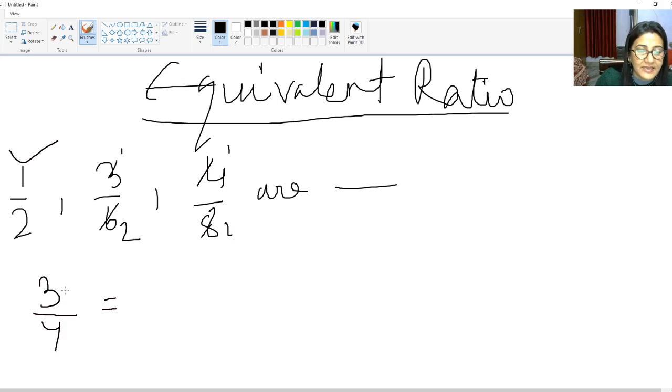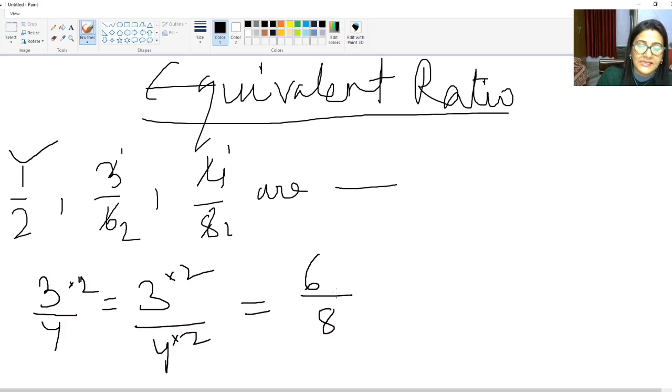Like you can see, the next one by 1, if I multiply both with this 1, then it will be the same number. So better if I multiply with 2, like 3 into 2, and here also 4 into 2, then it will be 6 by 8. So 6 by 8 is the next equivalent after 3 by 4.